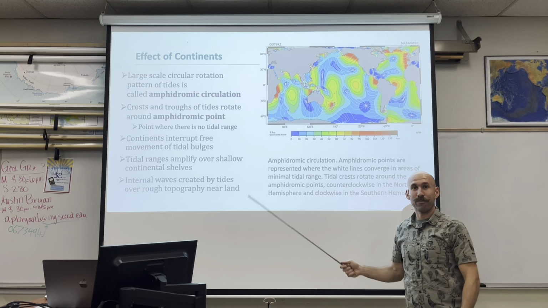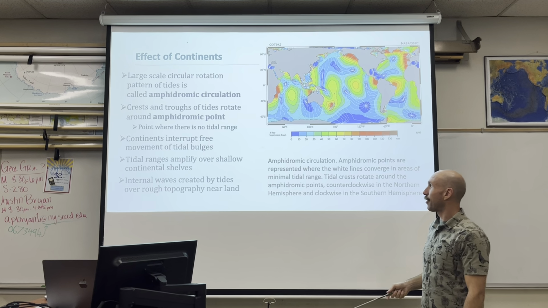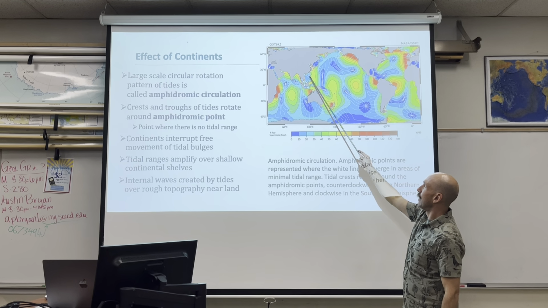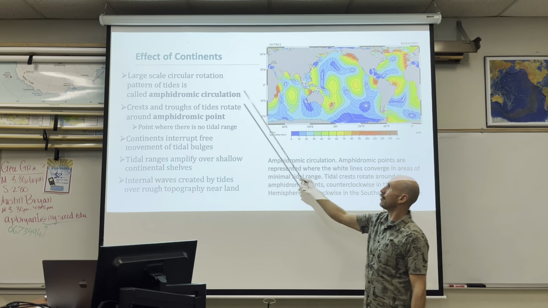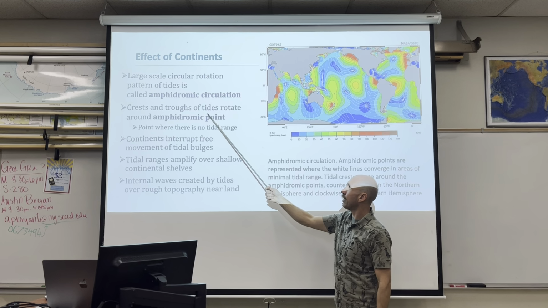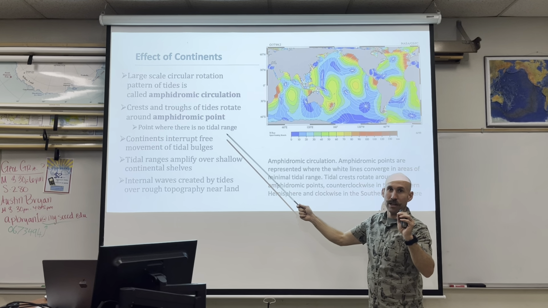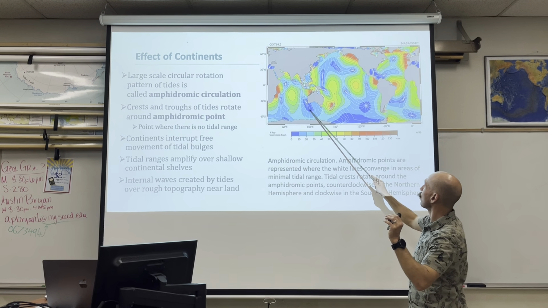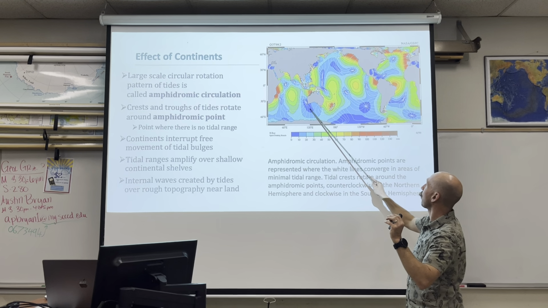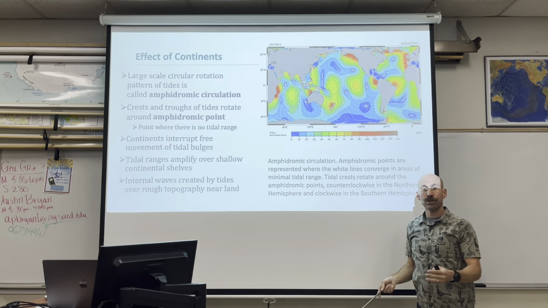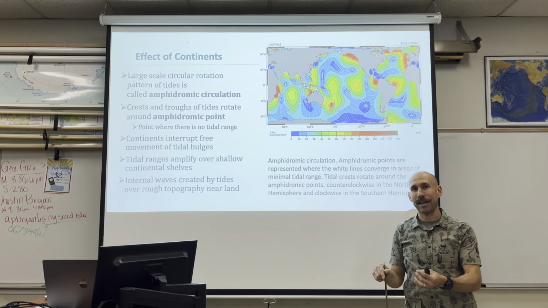Let's bring in more. There's also continents. So continents are going to influence tides. Tides are going to have what's called amphidromic circulation. The amphidromic point is basically where there's no tidal range. And so tides are going to rotate circularly outwards from these areas, creating a global distribution of unequal tides.